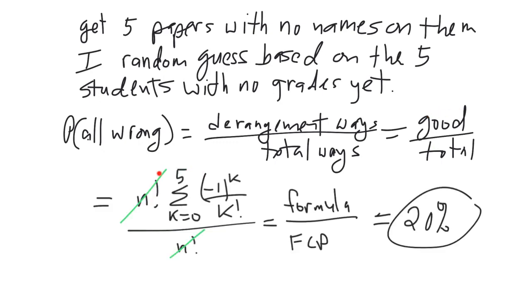Remember that there was a formula that we used to figure out the number of derangements, where k went from 0 to the number of papers, in this case, that we have. And that would be the good ways, where I got them all wrong. And I would divide that by the total ways that I could put names on the papers. And I would use the fundamental counting principle for that. I've got 5 choices for the first paper, and I put a name on it, and 4 choices for the next paper, etc. And here the n factorials cancel out, and I get 20%. So there's a 20% chance I'm going to get them all wrong.